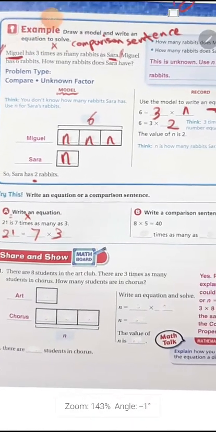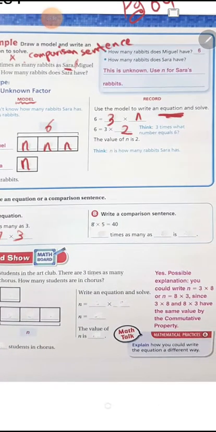Let's find here the comparison sentence. 8 multiply 4 equals 40, sorry. I told you that times as many as means multiply. That means 8 times as many as 4 is, meaning equals, 40. Okay?